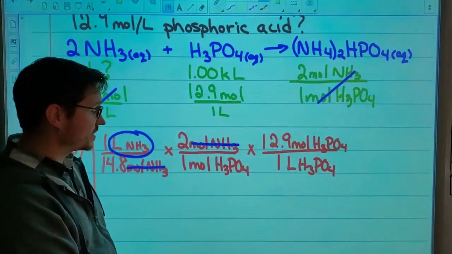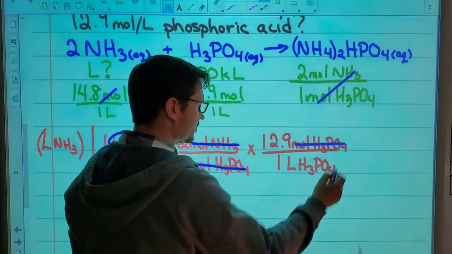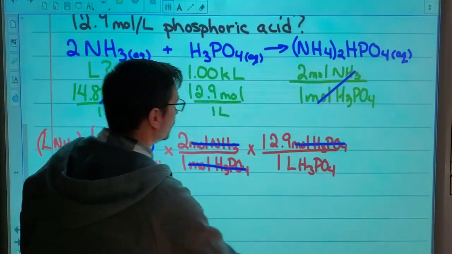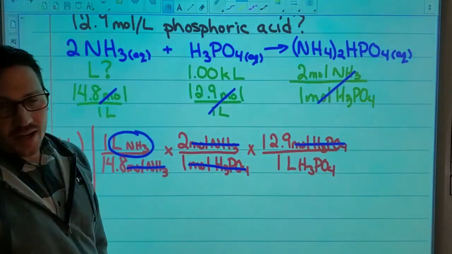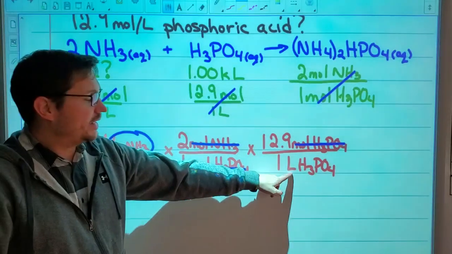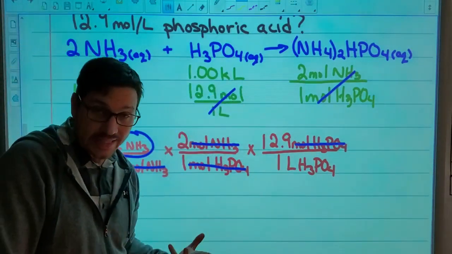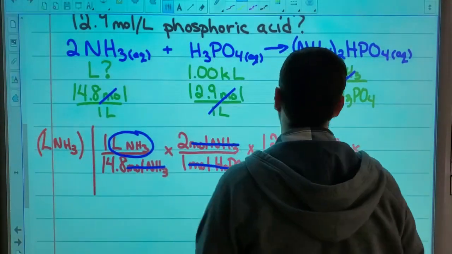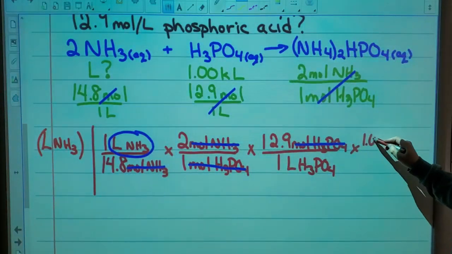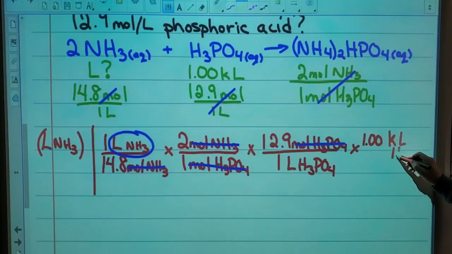So what can cancel out? Our moles of H3PO4 and moles of H3PO4 can cancel out. Good, so I'm done with that. And then finally, the very last thing, I need to cancel liters of H3PO4. I have kiloliters, which is a form of liters, so let's use it. So let's go 1.00 kiloliters, and I don't really have enough room, but that's totally fine, of H3PO4.